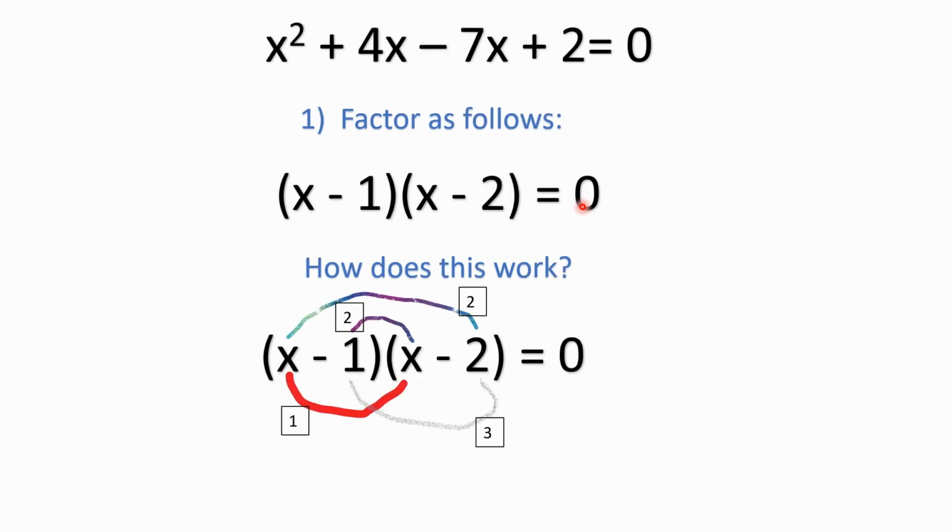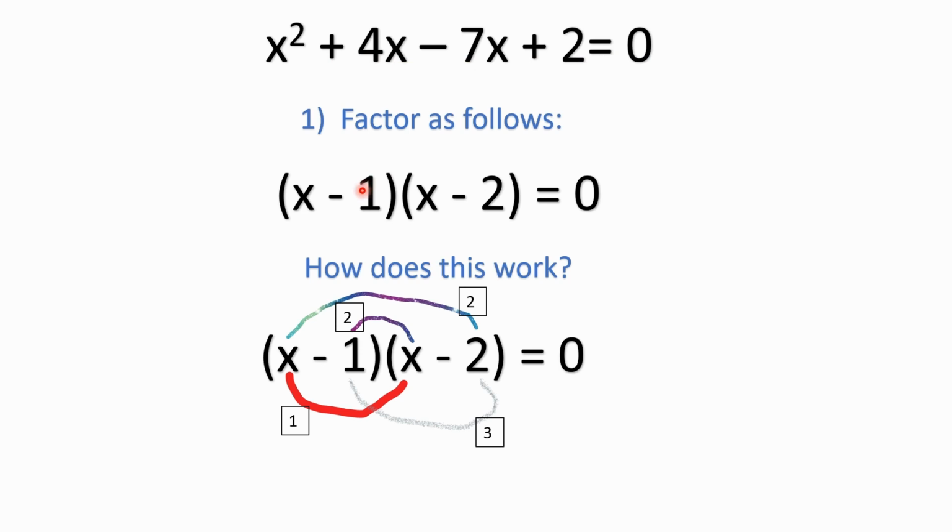So in order to do this, you've got 4x minus 7x, which is minus 3x. So it's x squared minus 3x plus 2. I didn't actually show this simplified, but 4x minus 7x is minus 3x. So this is actually x squared minus 3x plus 2 equals 0.